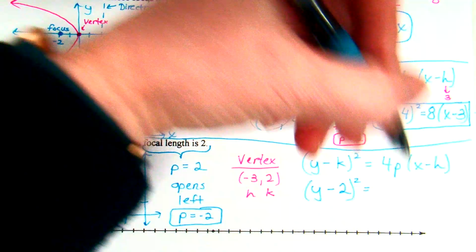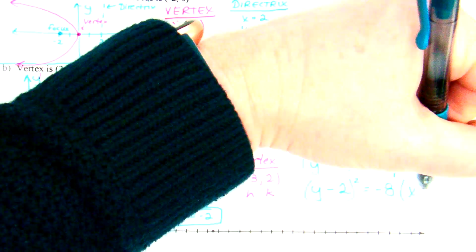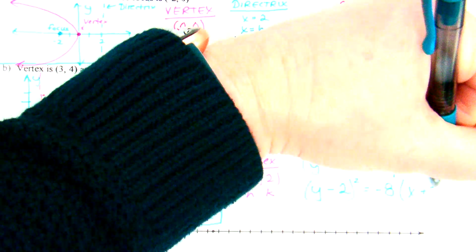4p, what am I going to use for 4p? 4 times negative 2, which is negative 8. x minus h is going to become x minus negative 3, which is x plus 3.